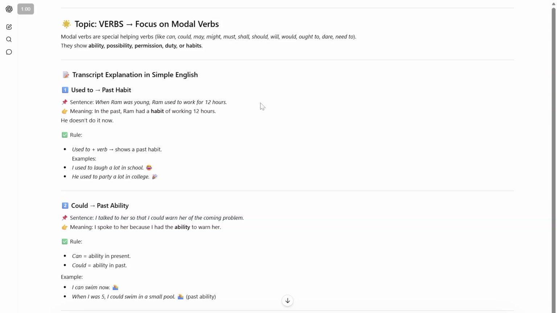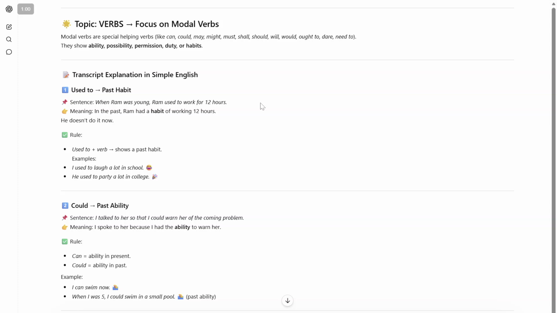Could: past ability. Sentence: I talked to her so that I could warn her of the coming problem. Meaning: I spoke to her because I had the ability to warn her. Rule: can equals ability in present. Could equals ability in past. Example: I can swim now. When I was 5, I could swim in a small pool.